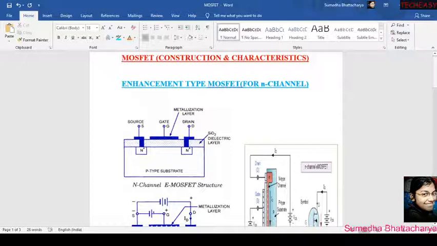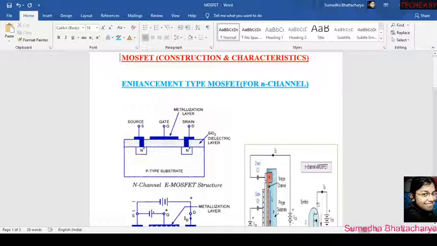Today we will learn about MOSFET. MOSFET means metal oxide semiconductor field effect transistor, another type of FET. In the previous two videos I told you about JFET, that means the junction field effect transistor. So today we will learn about MOSFET, right?